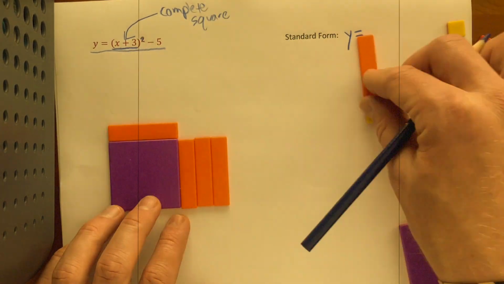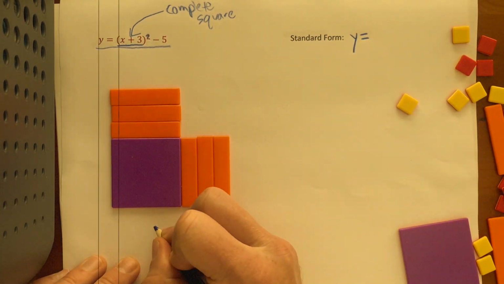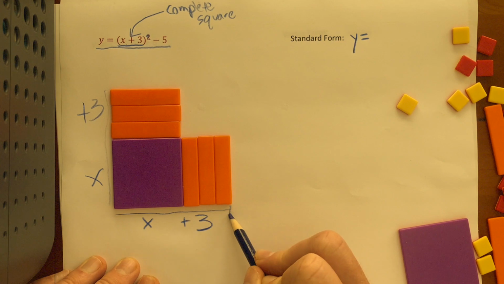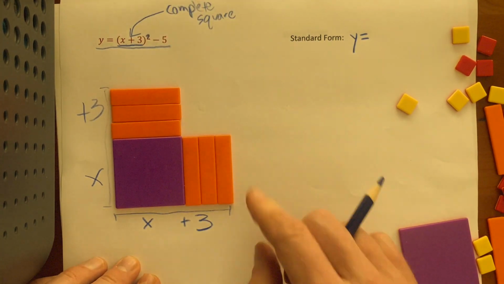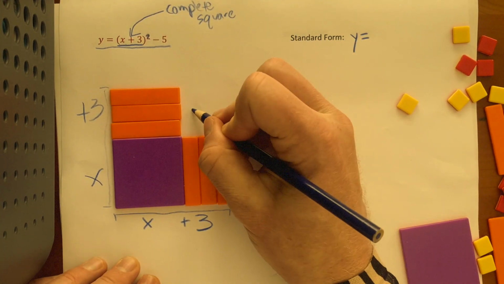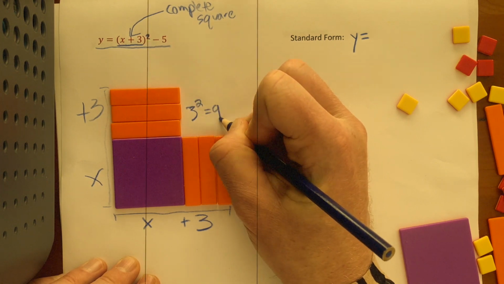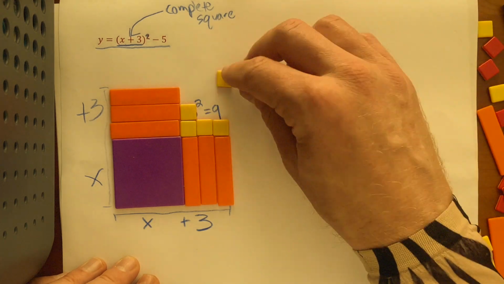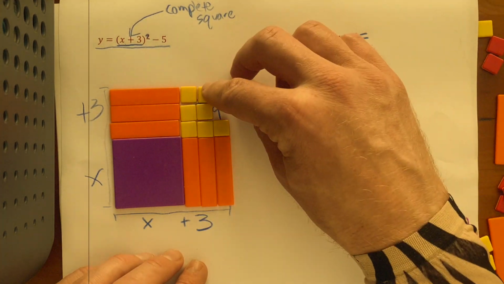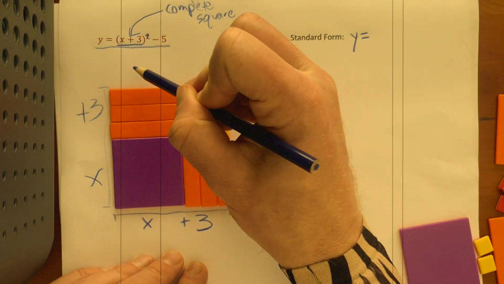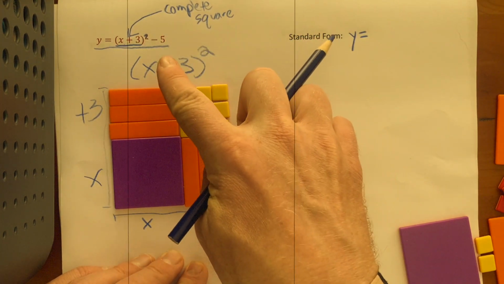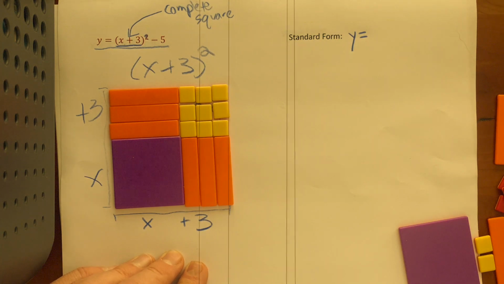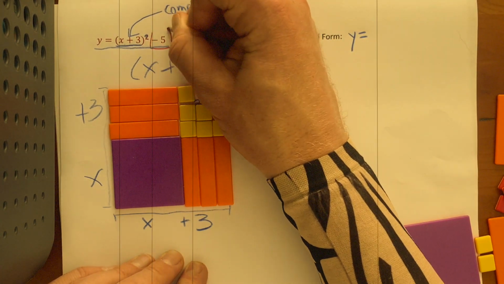Now let's build this expression to see what it looks like in standard form. There. X plus 3 times x plus 3. We need 9 ones in the top right corner. So even though it's x plus 3 squared, it's x squared, 6 x's, and 9 ones.